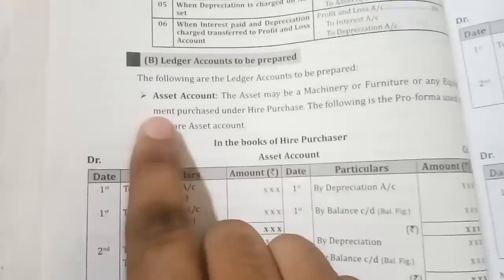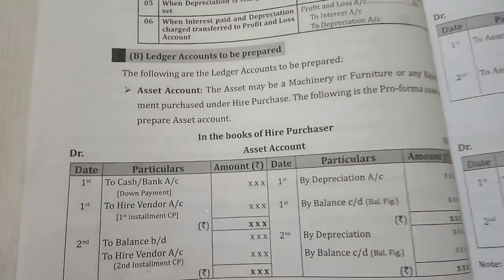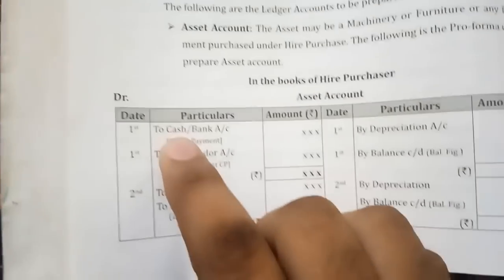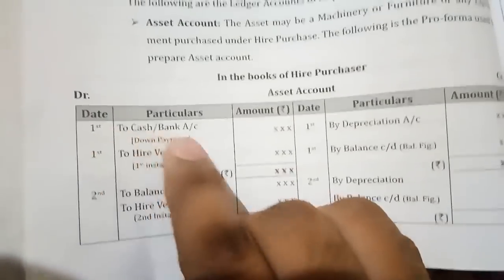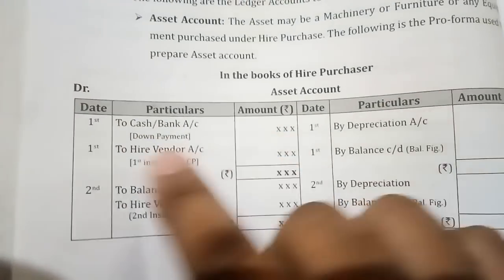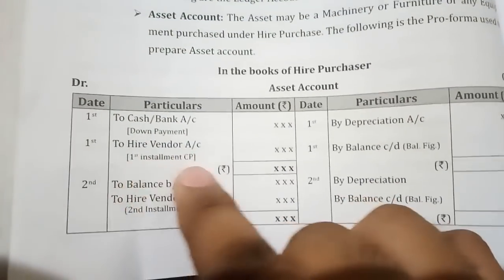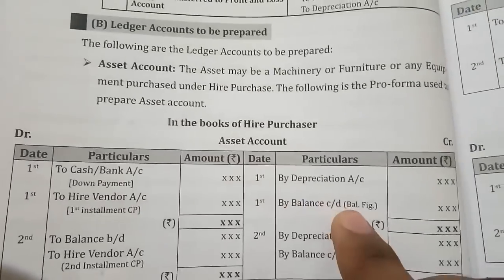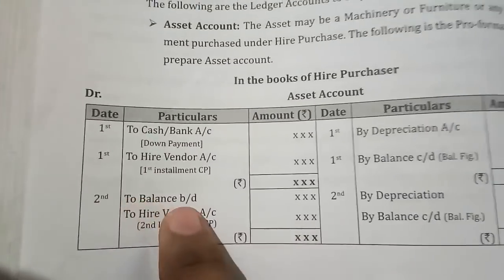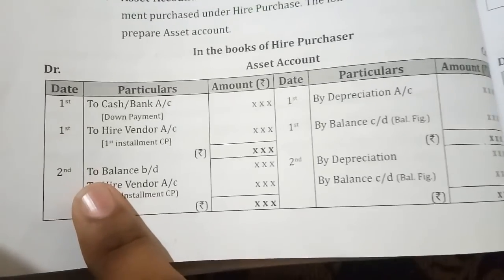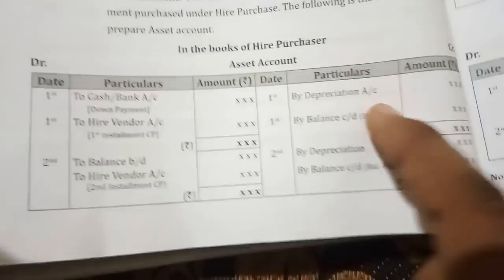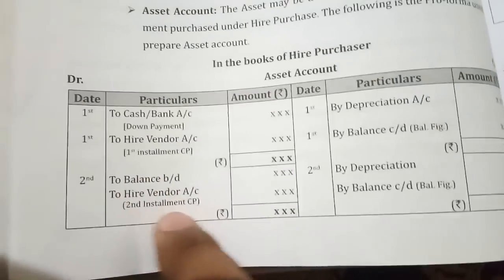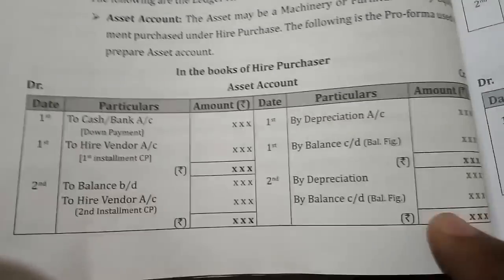See, the asset account. Asset account means all the asset prices will come here. First the asset is purchased, so a down payment is made, so XXX to vendor. First installment is given, depreciation is charged and balance. Then again we are paying for 3 years or 2 years, so balance brought down, same, and we will pay installment, depreciation, and that's it.